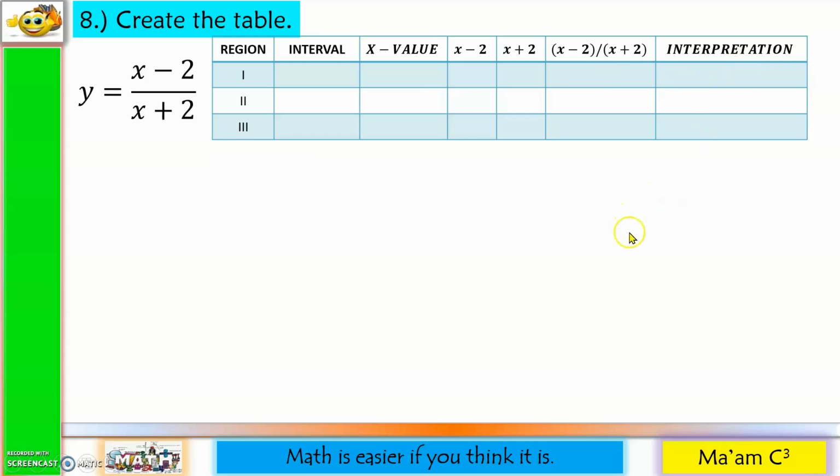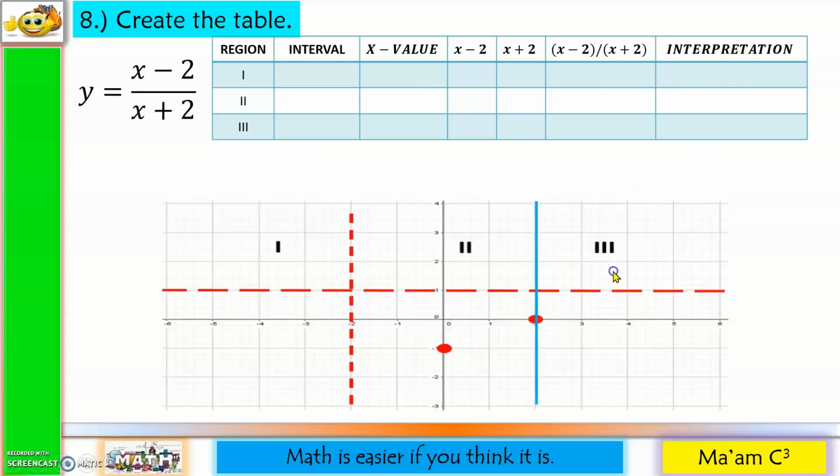Now, let's have our Cartesian plane together with its important details. So, from here, we can see that we have 3 regions. That's why I have regions 1, 2, and 3 here. Let's have region 1 first. The interval of region 1 is from negative infinity up to negative 2. Negative 2 is not included because there is a vertical asymptote here. So, negative infinity to negative 2.